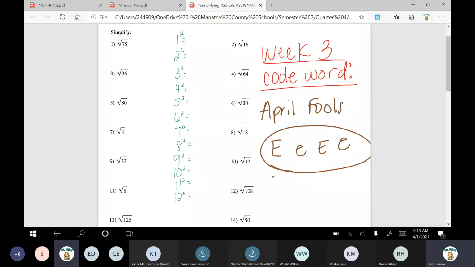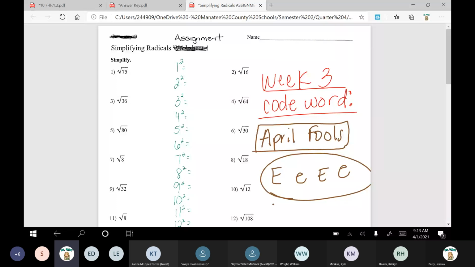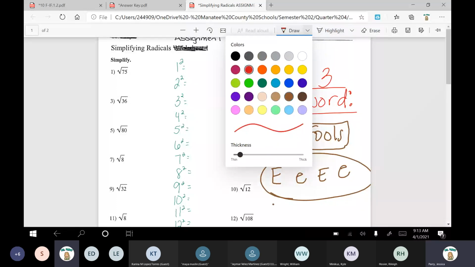But your code word for week 3 is just April Fool's. So all of you guys that are here, you type something in the chat, you get your credit for the week. But if you're watching the video later, send me that message, April Fool's, so you can get your credit. Okay, you guys probably don't think that's funny, I'm sorry, but I do.